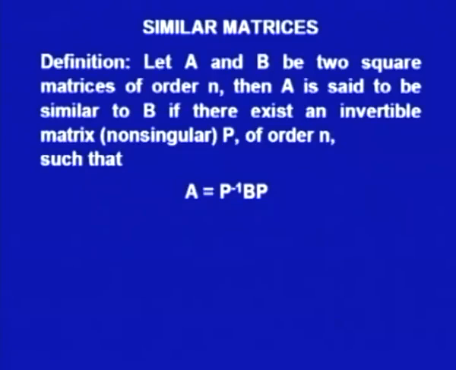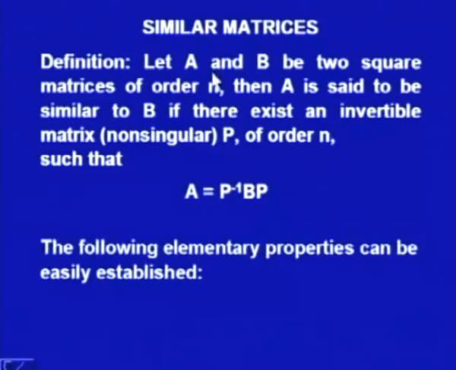Now we come to similar matrices. Let A and B be two square matrices of order n, then A is said to be similar to matrix B if there exists an invertible matrix P of order n such that A can be represented as P inverse BP. The following elementary properties can be easily established with respect to similar matrices.